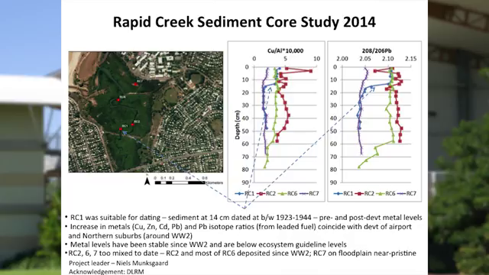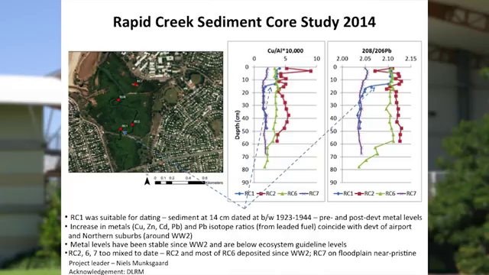So the next slide is a summary of work done by another research fellow, Niels Munksgaard, a sediment core study done in Rapid Creek. The aim of the study was to look at the history of pollutants in sediment in this area prior to starting a sediment monitoring program.